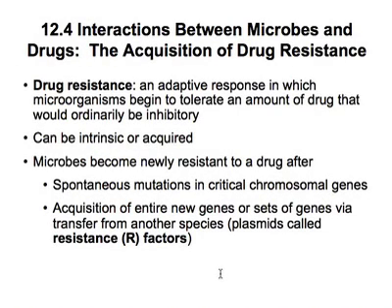Alright, so now we'll talk about what happens when microbes are in the presence of these drugs and how they can eventually develop something called drug resistance. This allows the organism to grow in the drug without being affected by it, and thus it can still cause infection. Essentially, drug resistance is an adaptive response in which microorganisms begin to tolerate an amount of drug that would ordinarily be inhibitory, and this is essentially natural selection at work.